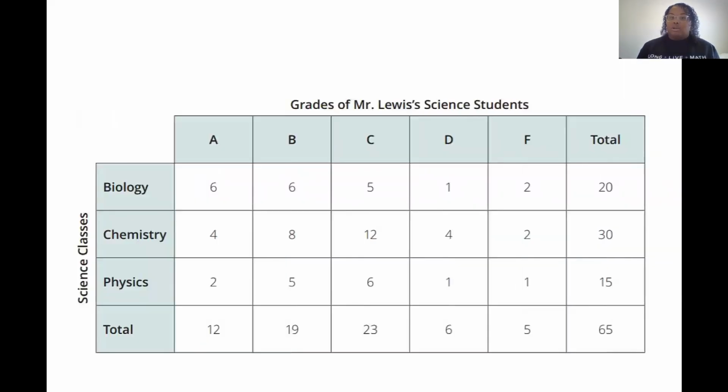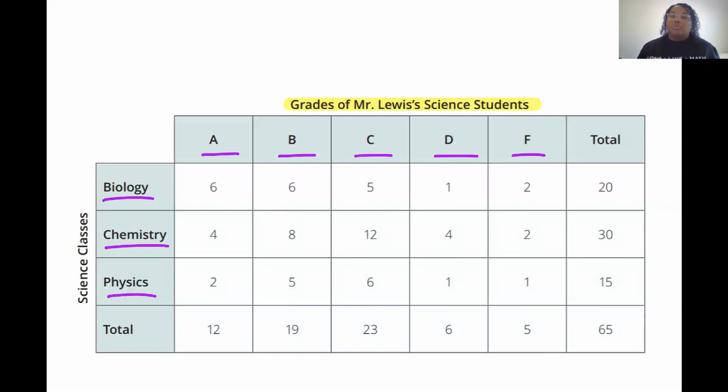So here's the scenario that we're going to consider. This table shows the grades of Mr. Lewis's science students. We can see from this table that he teaches three different courses: biology, chemistry, and physics. And then we can see the different grades that are possible across the top. So of course an A, B, C, D, or F.